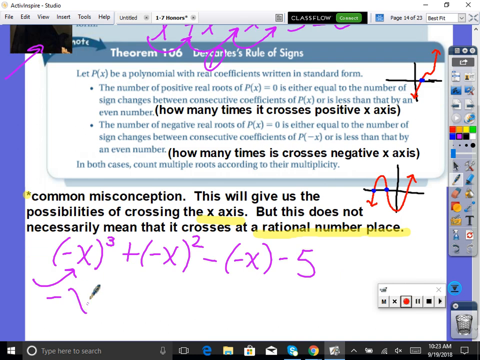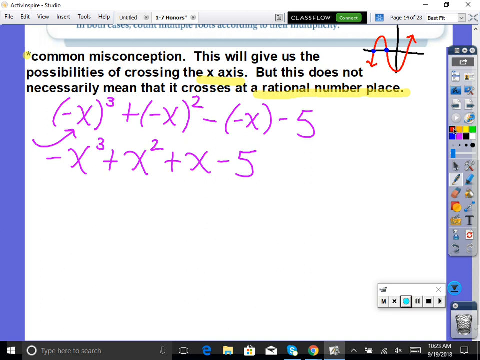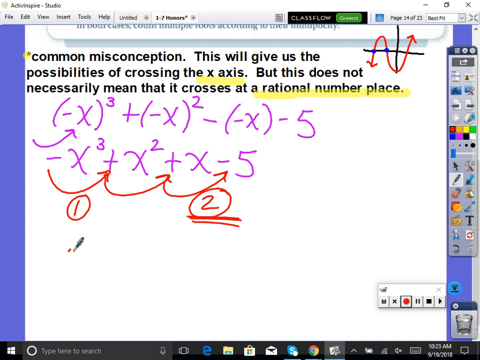So negative x cubed is negative x cubed. Negative x squared is positive x squared. Negative and a negative becomes a positive, and then we have a negative 5. Okay, so from start to end, let's count how many sign changes we have. Negative to positive, there's 1, right? Positive to positive is all good. Positive to negative, oh, 2. So there is going to be 2, then it actually goes down in 2s. So there's either 2 or 0 negative real roots. That's always going to go down in 2s.